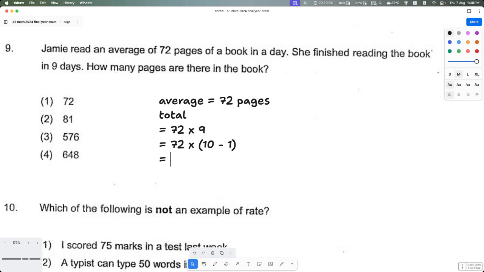Okay, and that means 72 times 10 minus 72 times 1. So this is 720 minus 72. This will end up with an 8 at the end because it's 0 minus 2. So 720 minus 72. Let's do the workings for this. So 0 minus 2 is 8.